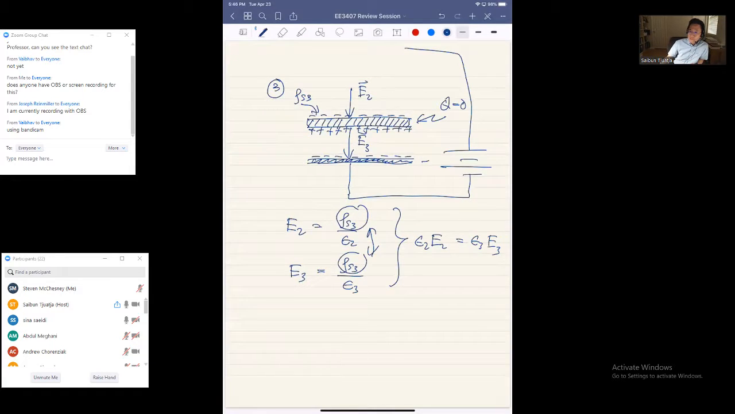Anybody have any question at all? If you want to say something, you just unmute yourself and then you can say something. The system automatically picks you up.